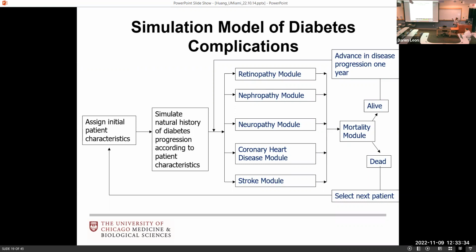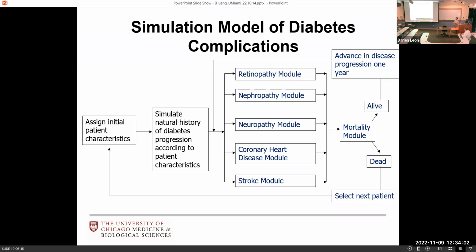This is just a schematic of a typical type 2 diabetes model, which shows that there are modules for eye disease, kidney disease, neuropathy, coronary heart disease, and stroke. Each year, a hypothetical patient is cycled through the model, and they're at risk for death, of course. And there are some very well-known models now, and we have actually been building brand new models that reflect the multi-ethnicity of the United States.